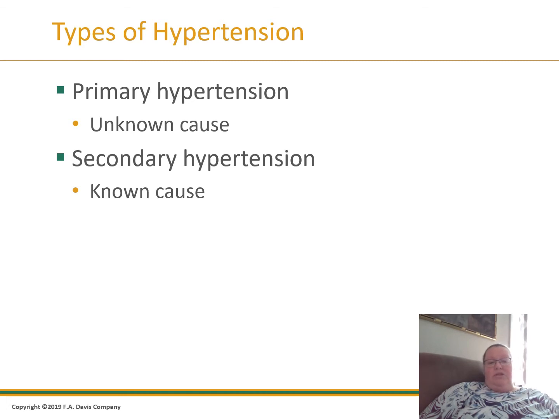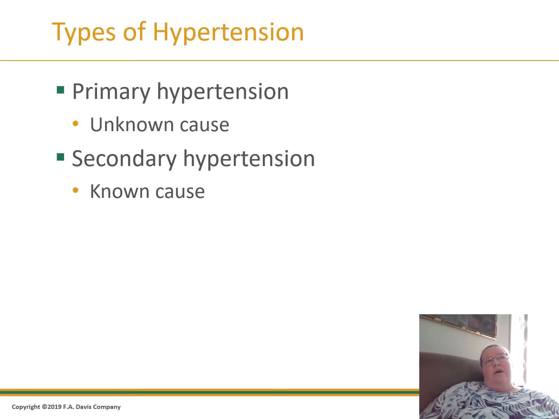Primary hypertension is of unknown cause. We don't have any reason for it. Secondary hypertension is caused from something else. So if you have atherosclerosis or any other cardiac disease, hypertension is pretty much an expected finding.